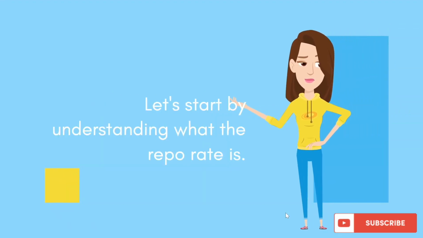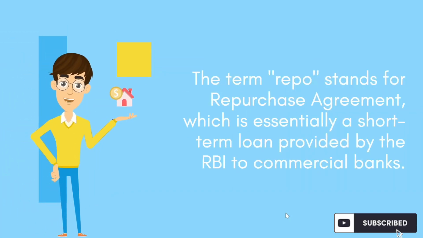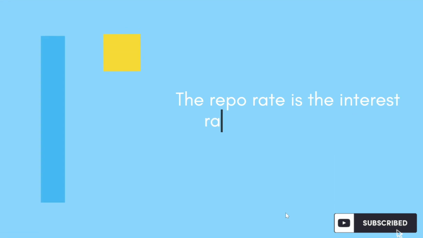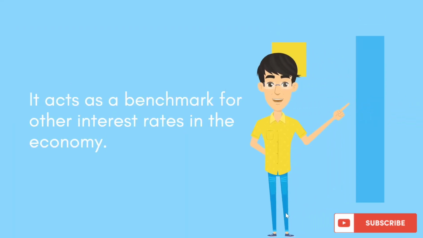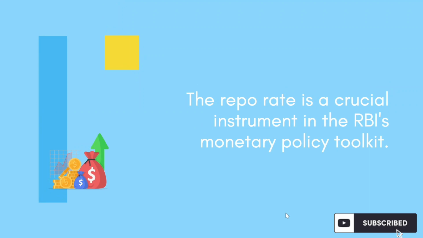Let's start by understanding what the repo rate is. The term repo stands for repurchase agreement, which is essentially a short-term loan provided by the RBI to commercial banks. The repo rate is the interest rate at which banks can borrow money from the RBI. It acts as a benchmark for other interest rates in the economy. The repo rate is a crucial instrument in the RBI's monetary policy toolkit.